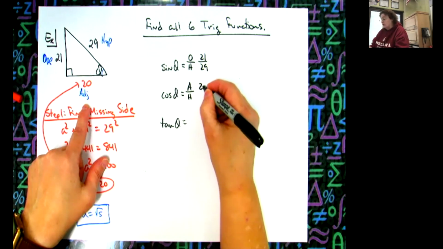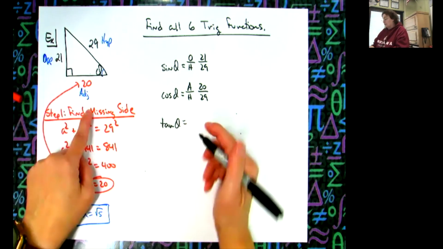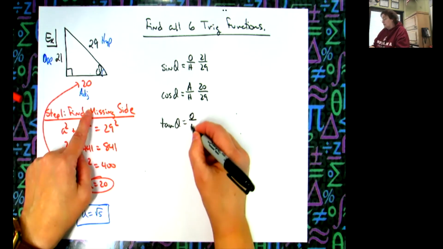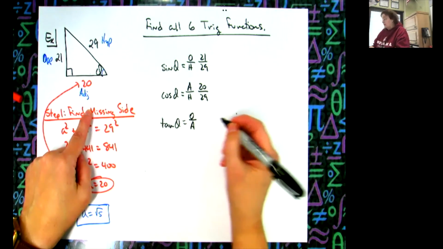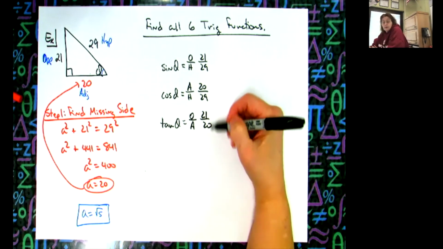The adjacent number is 20 over the hypotenuse, which is 29. Tangent then is opposite over adjacent. So again, I'm going to use the letters to indicate that, and then the numbers would be 21 over 20. Again, do not go to a mixed number.